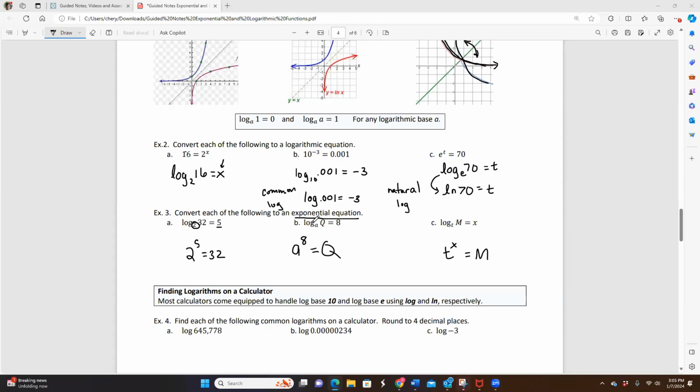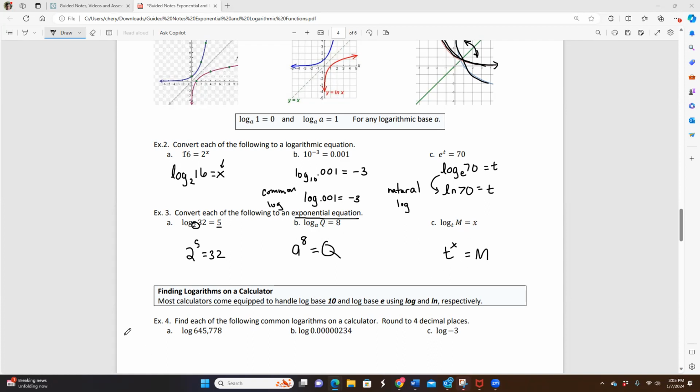So in B, we had the log base a of q equals 8. That means our base a is being taken to the 8th power, and it would equal q. In part C, we had log base t of m equals x. So that means t to the x power would equal m.